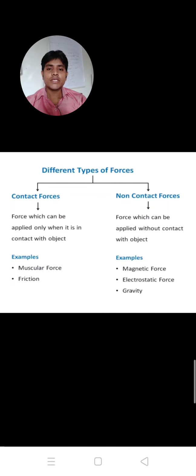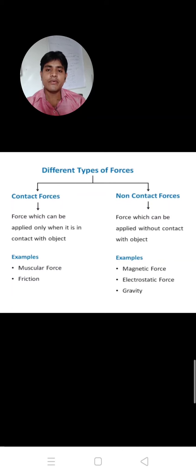Okay dear student, different types of forces are categorized in two parts. First one is contact force and second one is non-contact force. Contact force is further categorized into muscular force and friction force.